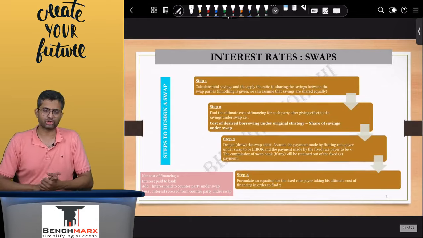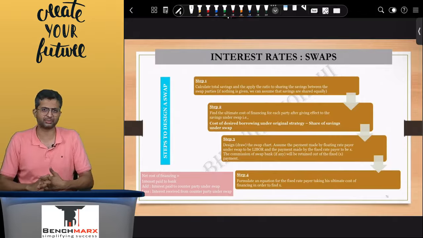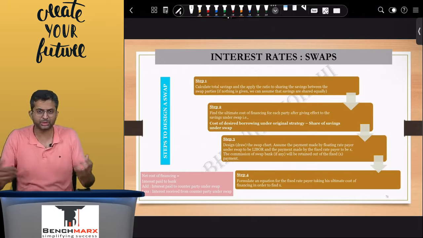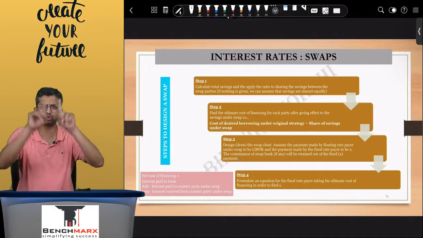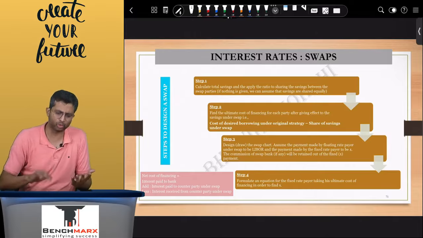Now the last section of this chapter involves swaps. This is something which is important, as it has come a couple of times in your main exam as well. So there are a few steps. If the swap has already been designed and given to you, nothing like it. All you have to do is try to put it in a diagram, and once you put it in a diagram, try to calculate the effective cost.